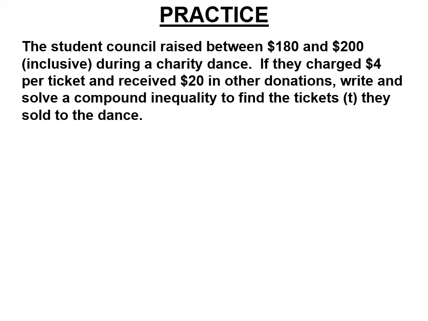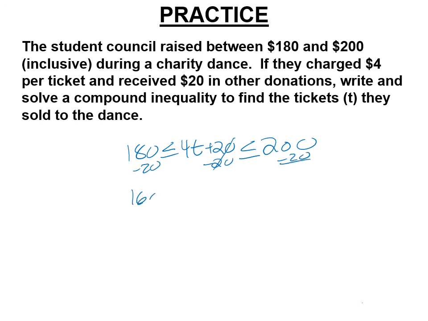Student Council raised between $180 and $200 inclusive, so we need those symbols. If they charge $4 per ticket and receive $20 in other donations, write and solve a compound inequality to find the tickets they sold to the dance. So we're going to subtract 20 from all three sides. 160 is less than or equal to 4t, is less than or equal to 180. Divide all three sides by 4.